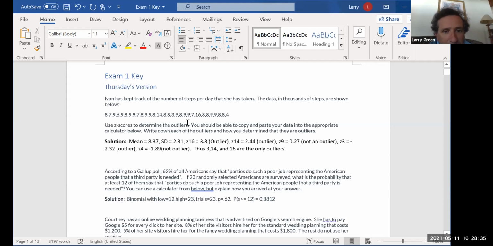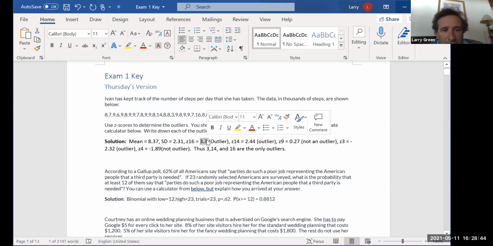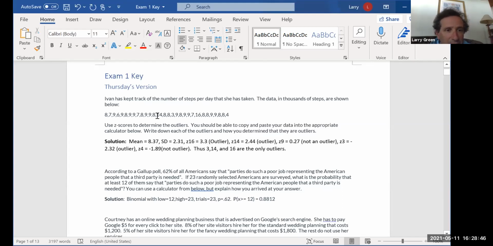The biggest number here is 16. If you plug 16 into the Z-score formula, you get 3.3. That's an outlier, it's bigger than 2. Then 14 is the next biggest number, and plugging it in, you get 2.44. That's an outlier too, bigger than 2. The next number below 14 is 9, and the Z-score for 9 is 0.77, so that's not an outlier. So 3, 14, and 16 are the outliers.